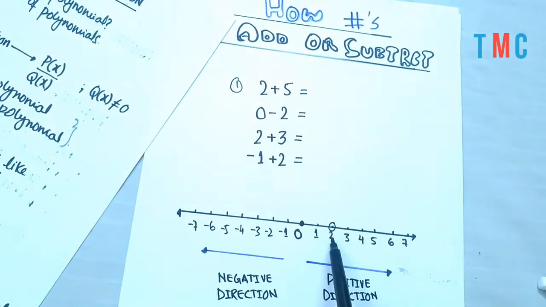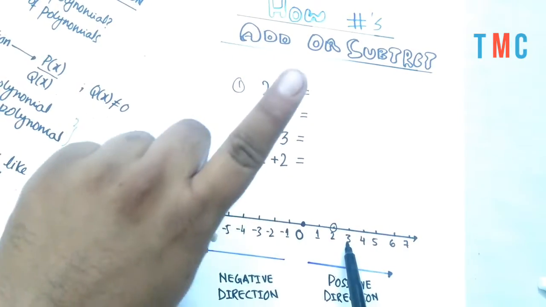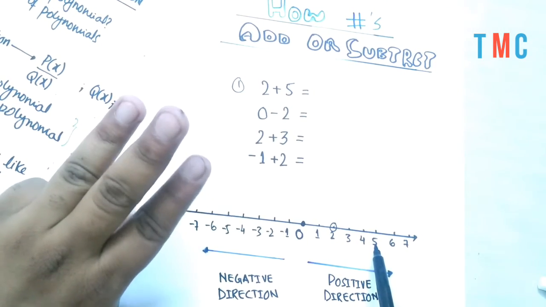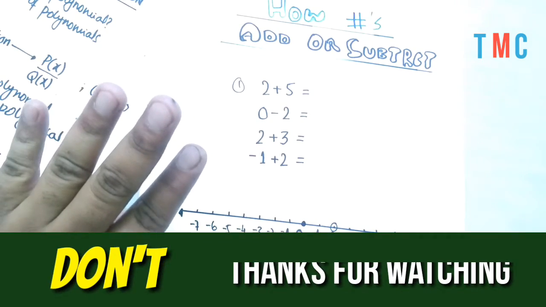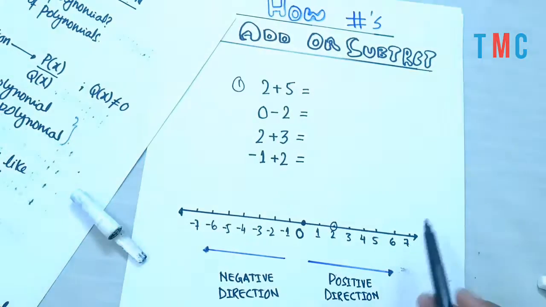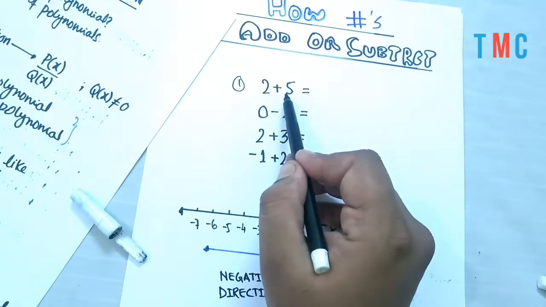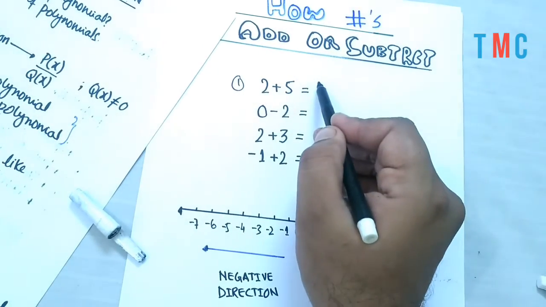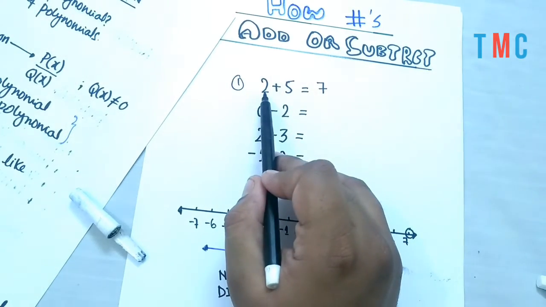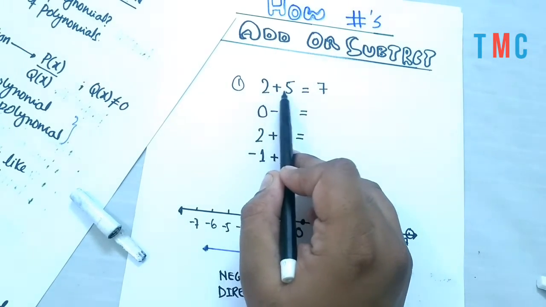That means if I am on 2, then 3 is the first unit, 4 is the second unit, 5 is the third unit, 6 is the fourth unit, and 7 is the fifth unit. That means the answer of 2 plus 5 is actually 7. So I have to write 7 over here. That means I start my journey from 2, moving forward or in the positive direction, for how many steps?